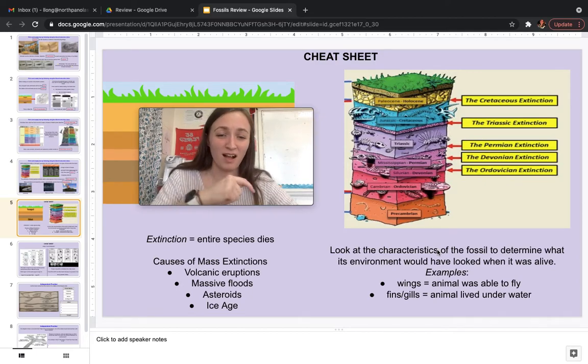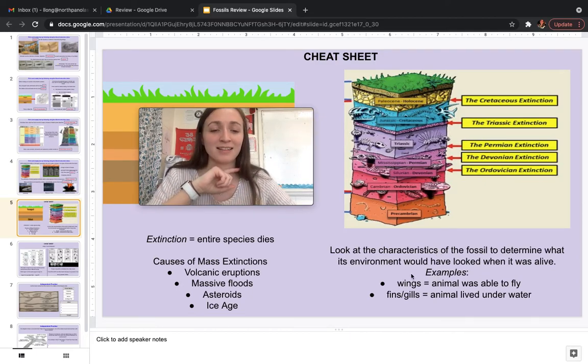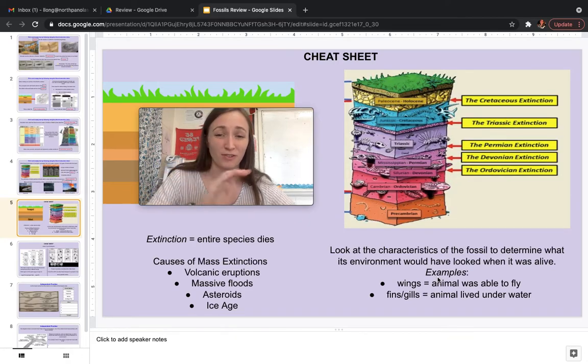Last thing I want to talk about here, this is something that we got down pretty easily when we first learned all this stuff, but I don't want us to forget it.